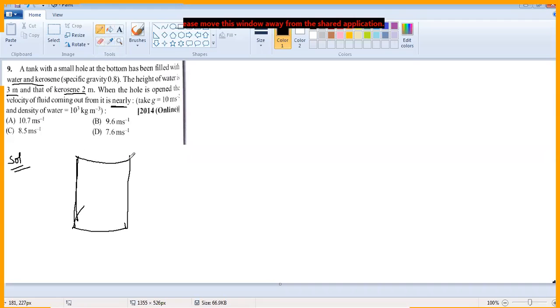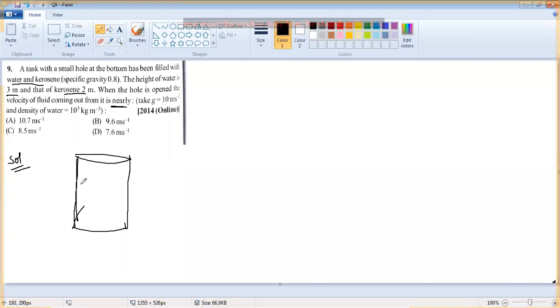This is the tank. Now there are two liquids, one is 3 meter and another one is 2 meter. At the bottom there is a small hole, with the water and corrosion. The height of the water is 3 meter and the corrosion is 2 meter.